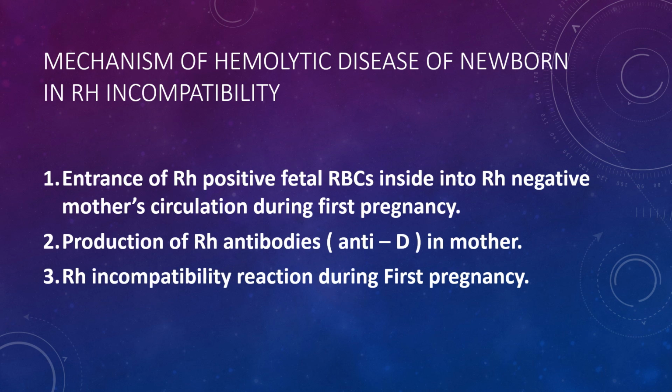It happens not during the pregnancy, but at the time of parturition. The production of Rh antibodies in the mother, the Rh incompatibility reaction during the first pregnancy, not most of the time, not in the first pregnancy, but here it is wrongly written. It is mainly the Rh incompatibility reaction during the second pregnancy. So this should be corrected: the Rh incompatibility reaction mostly happens in the second pregnancy, unless the mother has been transfused with Rh positive blood earlier in her life before pregnancy.